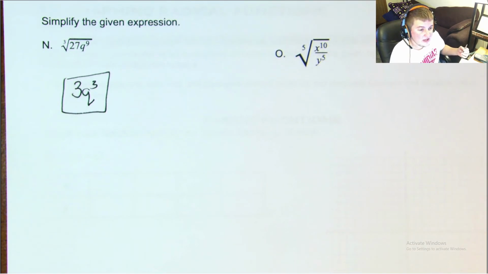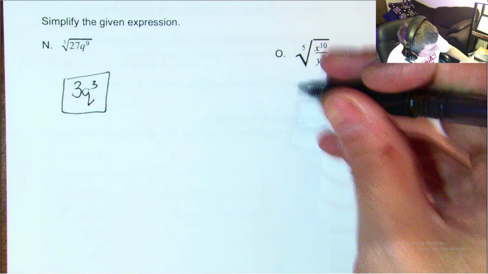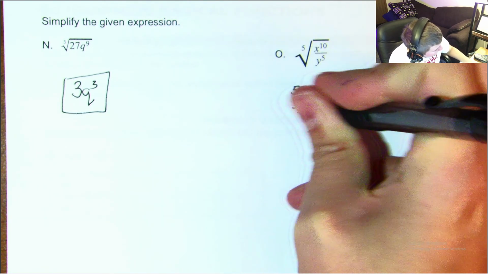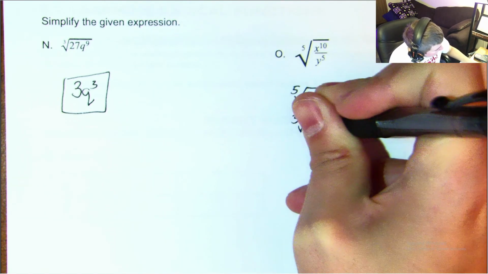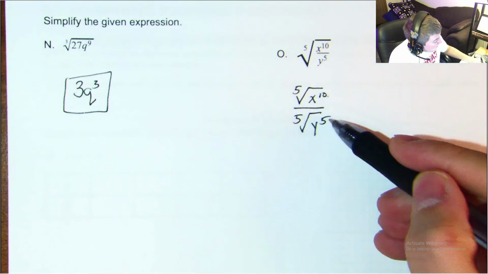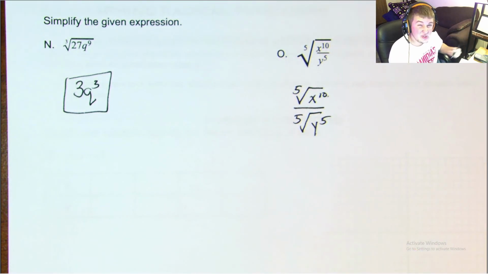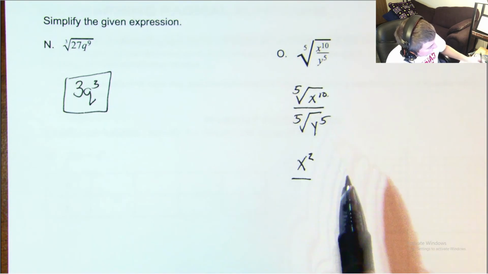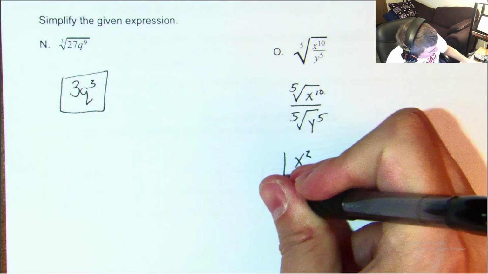Okay, so then I'm looking at this one here. It's not split up, and this is one I like to personally split up. So I would take the 5th root of x to the 10th over the 5th root of y to the 5th. Both exponents are divisible by 5, so that means they're perfect fifth powers. So the 5th root of x to the 10th is x squared, and the 5th root of y to the 5th is y to the 1st.